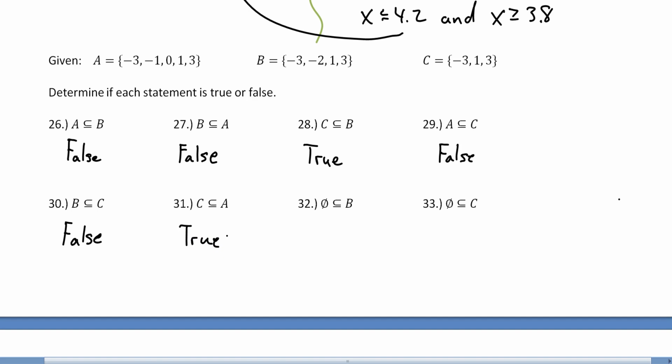And then this one, it says, is the empty set a subset of B? And the thing we have to remember about the empty set is it's always a subset of every set, so that's always true. This one, same thing, is the empty set a subset? Yes, it's always a subset, no matter what. The empty set is always a subset of any other set. And that's why those last two are true. Okay?